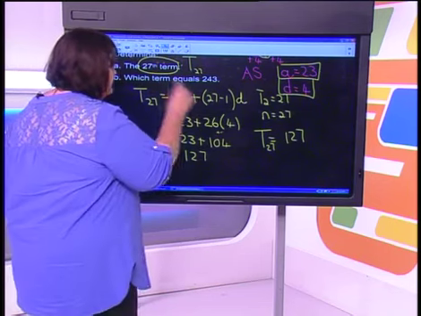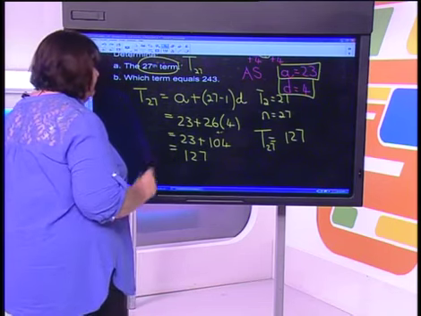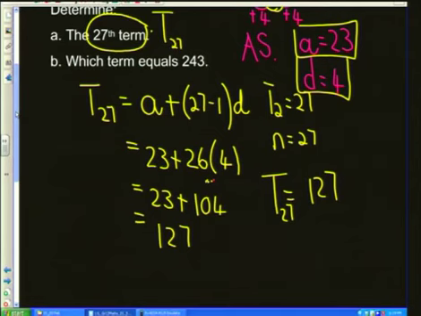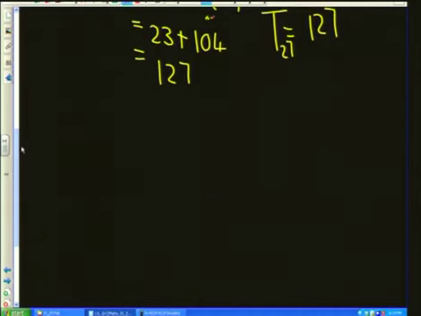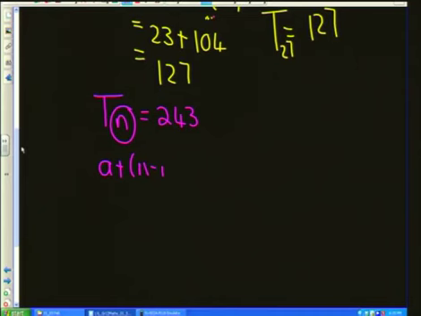Right, so we were busy with this and we had talked about term 27, and now they turn around and say something new. They say, which term equals 243? So they want to know what term n is equal to 243. Now what does term n look like? It is a plus (n minus 1)d.